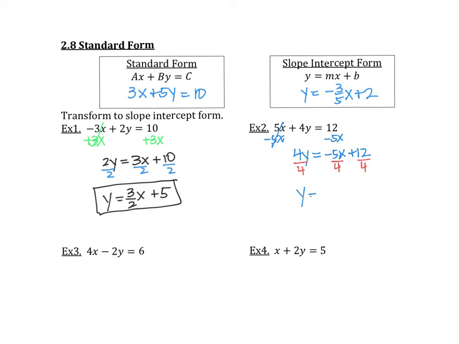y equals negative 5 divided by 4. I'm going to leave that a fraction. 12 divided by 4 is 3. This is slope-intercept form, and again, if I wanted to graph this, the slope is negative 5/4, and the y-intercept would be 0, 3.